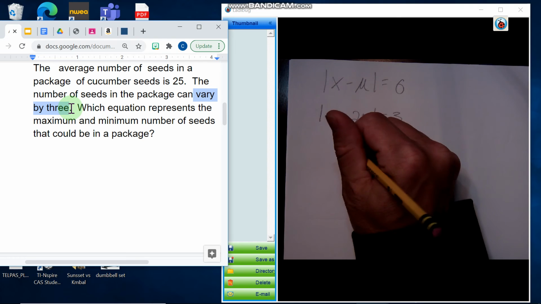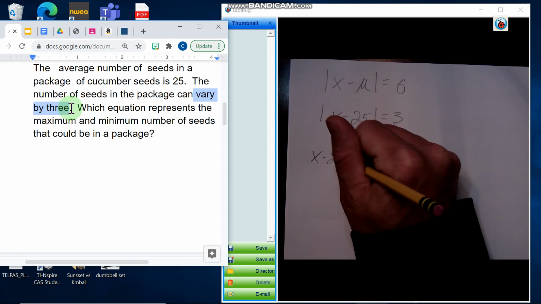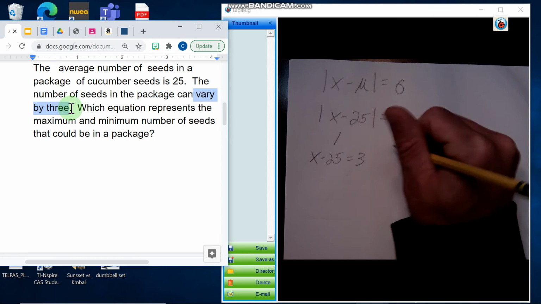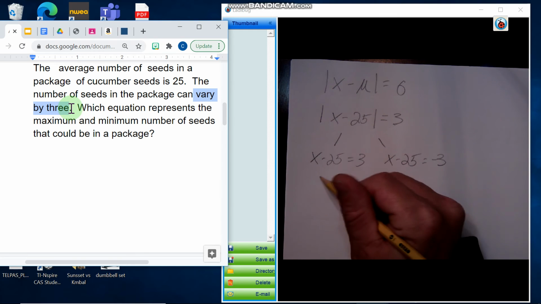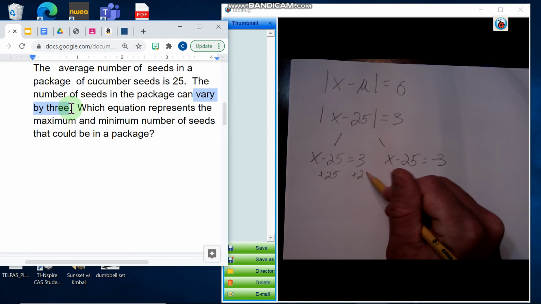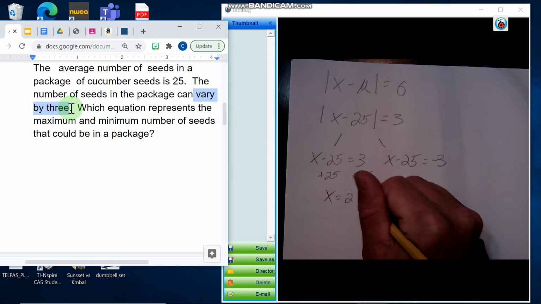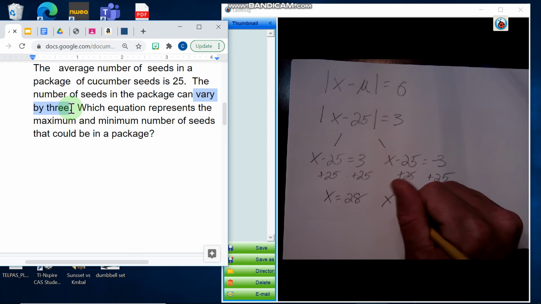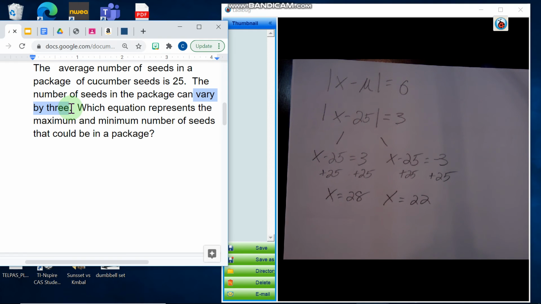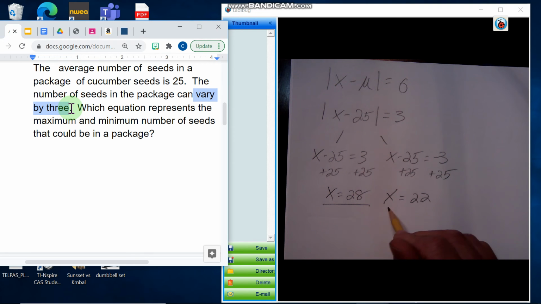Then real quick we solve. X minus 25 equals 3. X minus 25 equals negative 3. Add 25, we've got x equals 28. Add 25, and we've got 22. I know the problem is just to write the equation, but here you get the bonus plan. The maximum could be 28. The minimum could be 22.